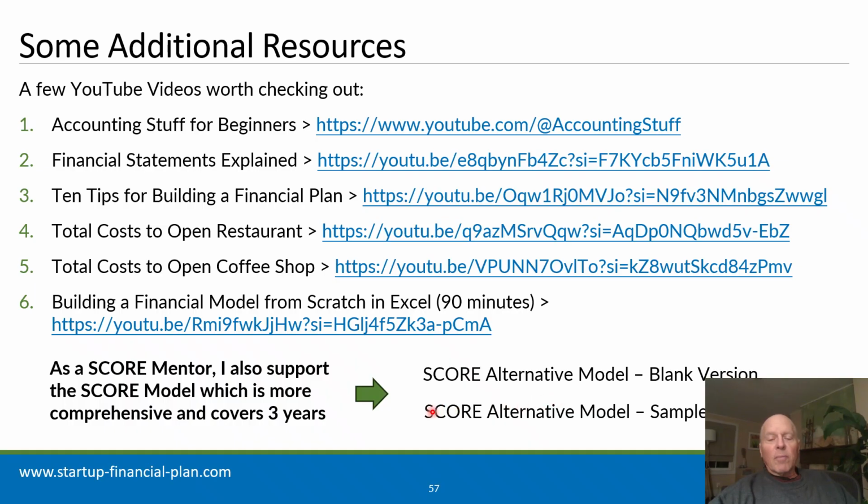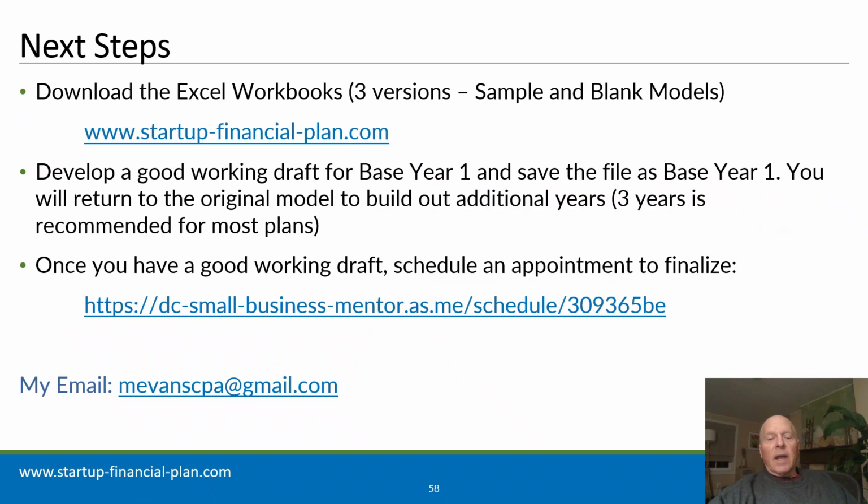And then the third model you can download from the website is the SCORE alternative model. I think it might be a little too complicated, but it's up to you. There's a blank version and a sample version for all three of these, Model 1, Model 2, and the SCORE model. So again, if you go to the website, it's all there. This is going to get you there. There's a sample and a blank model. Try to develop the model yourself as much as you can.